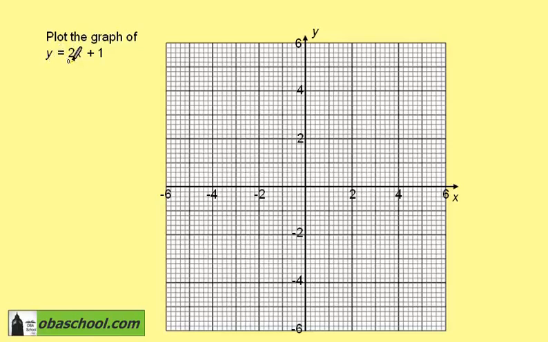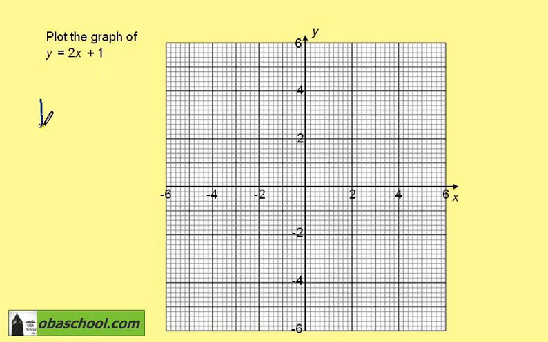We want to plot the graph of y equals 2x plus 1. Y equals 2x plus 1 is the equation of a straight line. You may not understand exactly why it is at the moment, but this section is all about straight lines. So by the end of the section, you should really understand the equation of a straight line.